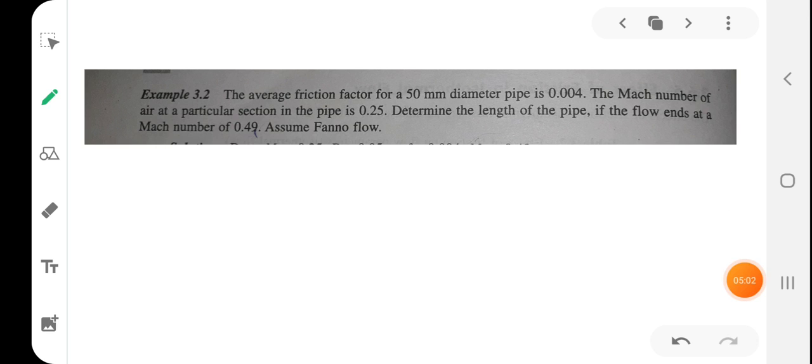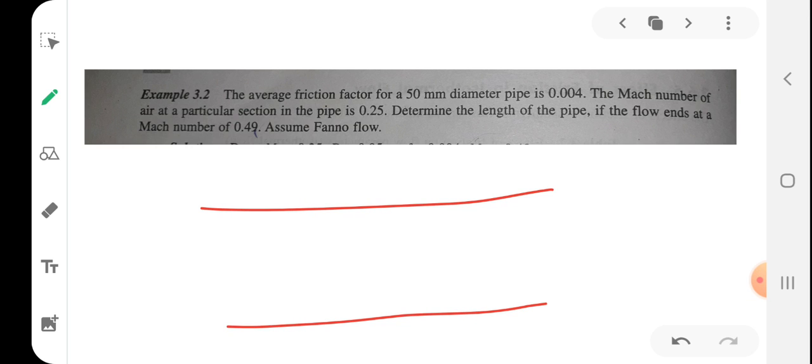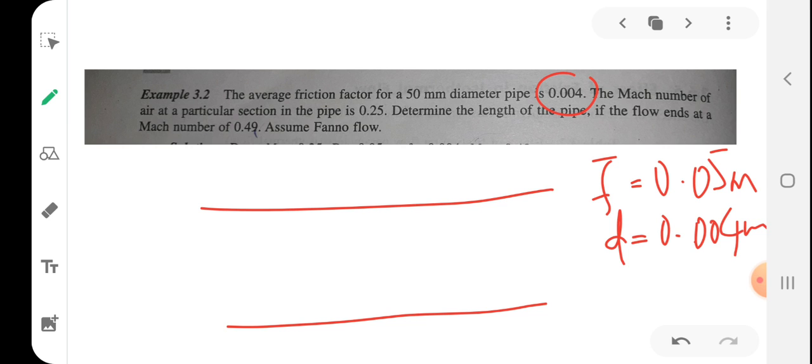So students, we can move to the second problem. The average friction factor for a 50 mm dia pipe is 0.004. So we have a pipe here. The Mach number of air at a particular section in the pipe is 0.25. So I will take a particular section 1 here where the Mach number M1 is 0.25.